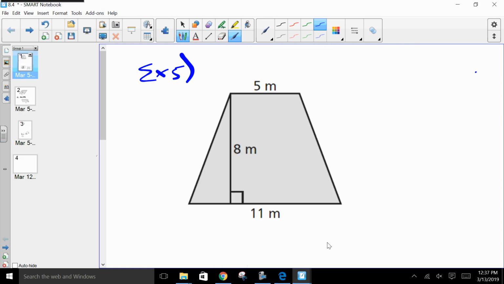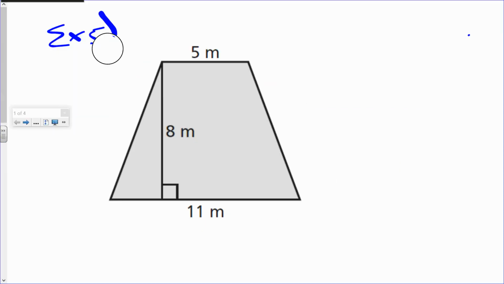Excuse me. Here's example 4. Not 5, but 4. It's a 4-sided quadrilateral, which is actually redundant. It's a 4-sided figure. What kind of shape is this?